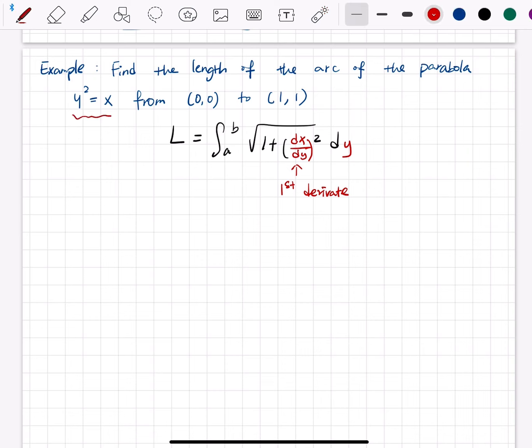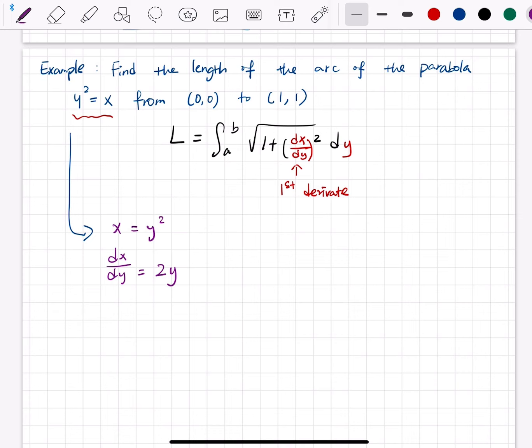So the function is y squared equals x, so we can think of this in terms of x equal to y squared. So dx dy is going to be 2y. This is different from the implicit differentiation you learned in Calc 1. This is a regular derivative, just thinking about y as the variable you're going to take the derivative of, not x.